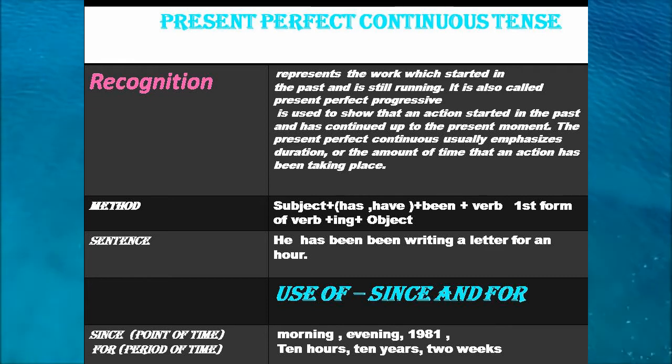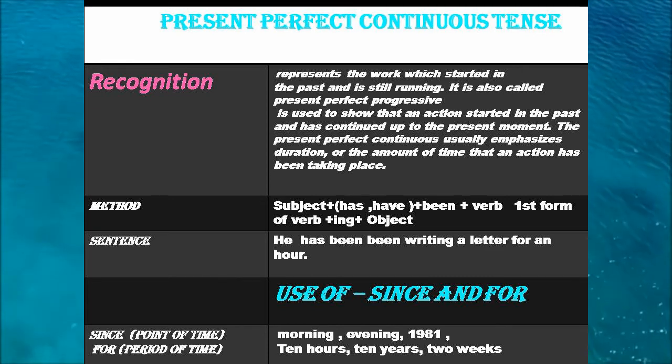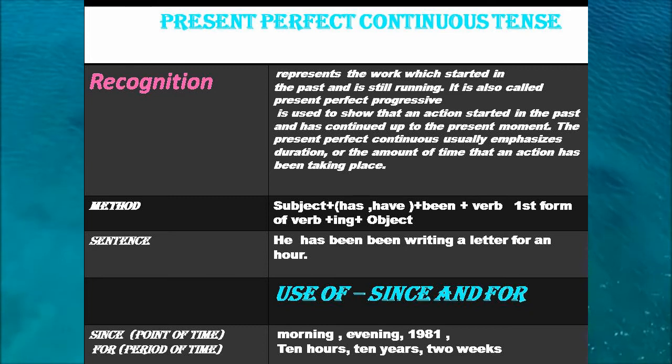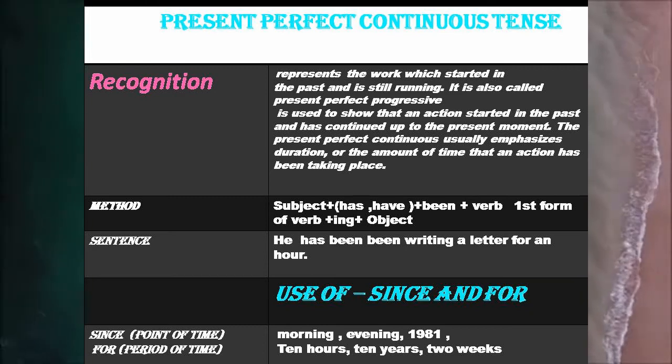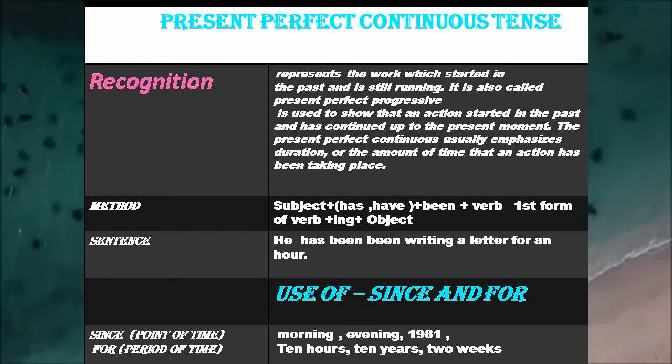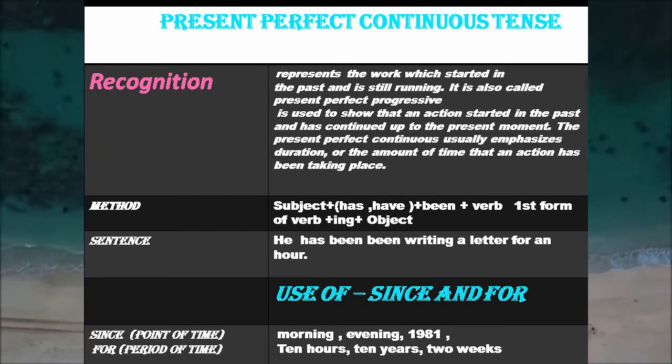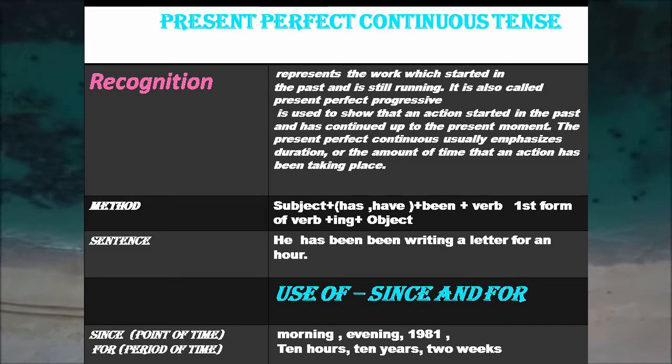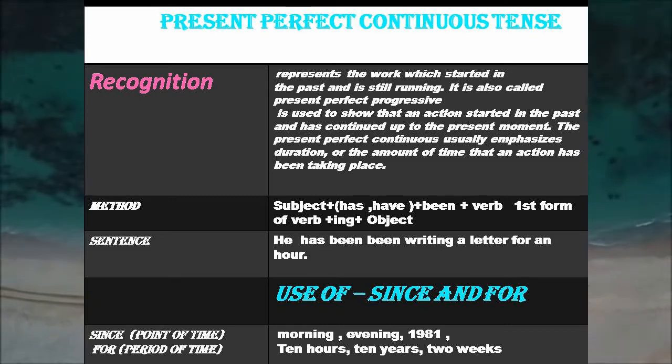Method: subject plus has, have plus been plus verb first form plus ing plus object. He has been writing a letter for an hour. Use of since and for: since, point of time, morning, evening, 1982. For, period of time, 10 hours, 10 years, 2 weeks.